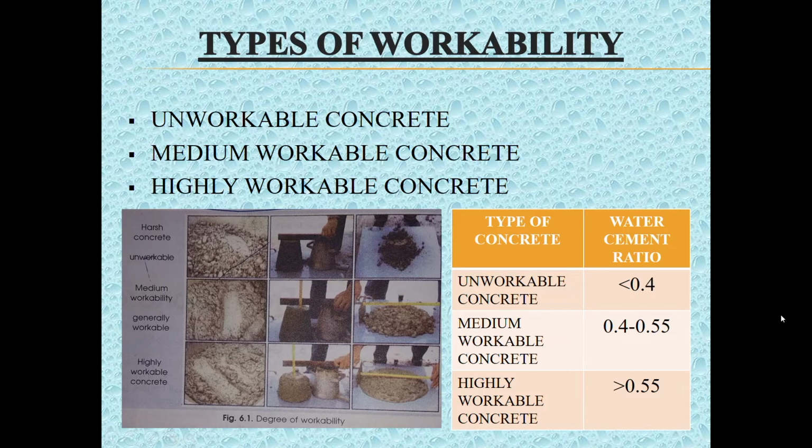Highly workable concrete. Highly workable concrete is very easy to mix, transport, place, and compact in structures. Such concrete is used where effective compaction of concrete is not possible or in mass concretes. Such concrete flows easily and settles down without much effort. These concretes are used in case of heavy reinforcements where vibration of concrete is not possible. An example of highly workable concrete is self-compacting concrete. Water cement ratio of this concrete is more than 0.55.